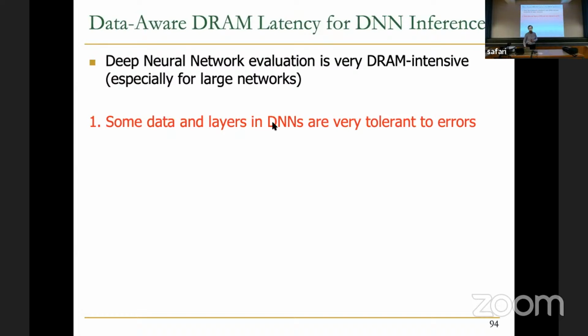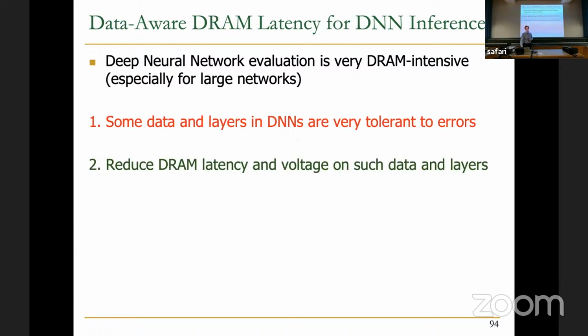But essentially, some data and layers in deep neural networks are very tolerant to errors. And you can reduce the DRAM latency and voltage on such data and layers. So you get more errors, but you access things at reduced latency. Hopefully, this is okay, because in the end, you get the correct output. Now, you can do similar optimizations for video, right? If you get bit flips on the screen, but the end user doesn't see them, that's perhaps fine, right?